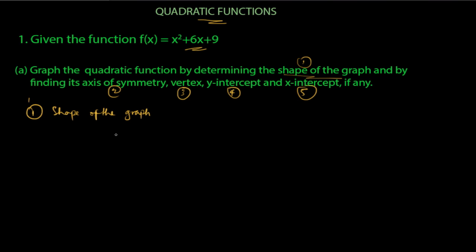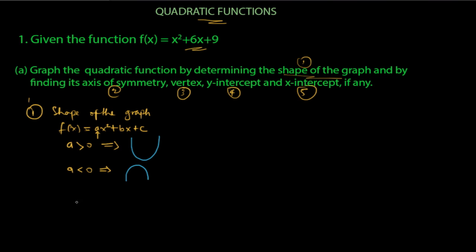Now how do I know the shape of a graph? You recall, whenever you're given a function f of x equals ax squared plus bx plus c, whenever a is greater than 0, that is, whenever the coefficient of x squared is strictly positive, the shape of the graph is concave up. But whenever the coefficient is less than 0, then the shape of the graph is concave down.